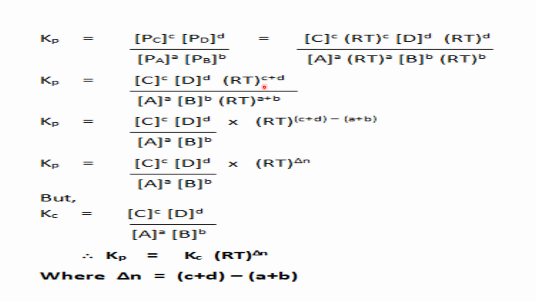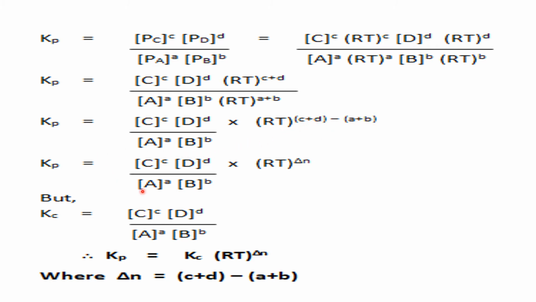So rearranging the equation, we could say [C] raised to c into [D] raised to d divided by [A] raised to a into [B] raised to b, into RT raised to c plus d divided by RT raised to a plus b. This equation can be rearranged by taking RT as a common factor. Now again rearranging the equation, Kp is equal to [C] raised to c into [D] raised to d divided by [A] raised to a into [B] raised to b, into RT raised to (c plus d) minus (a plus b). This is the mathematical representation.